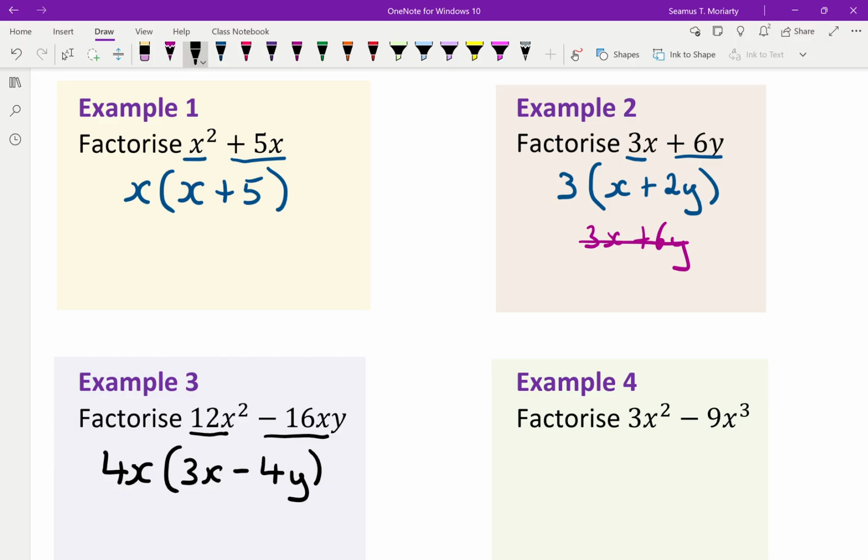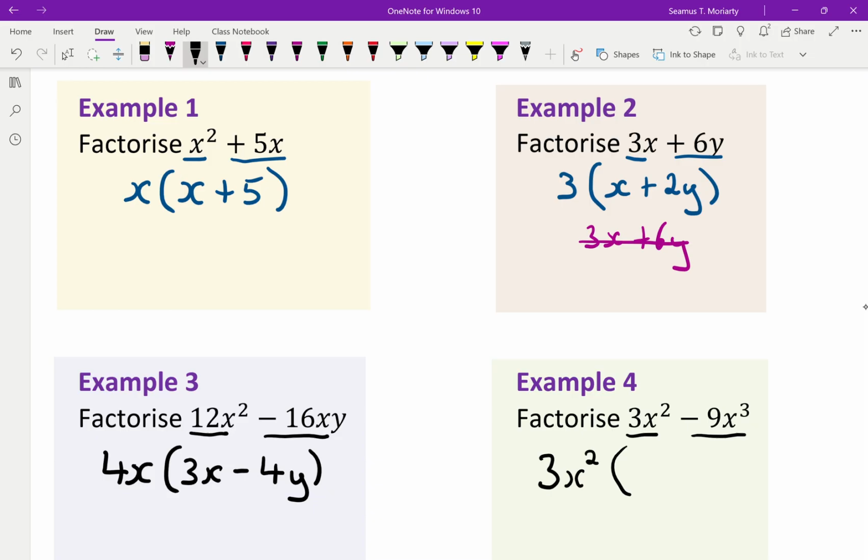The final one, 3x squared minus 9x cubed. What do they have in common? Well, 3 goes into 9, so they have a 3 in common. And x squared, okay, what do I have to multiply x squared by to give me x cubed? x squared is a common factor there as well. So I can take out 3x squared.